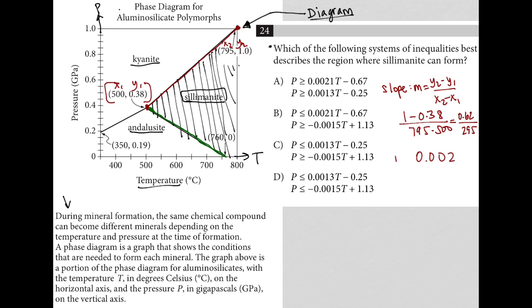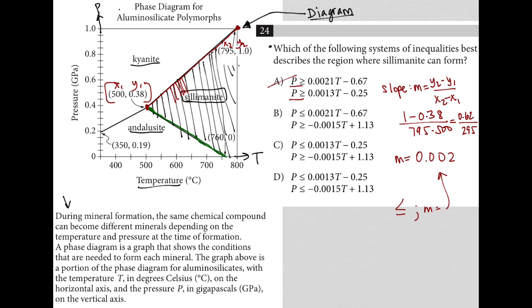So let's see if I can use that to eliminate some things. So first of all, I know I want to be less than or equal to this line. And so I know I want less than or equal to. And I know I want my slope to be this. So choice A only has P is greater than or equal to. So actually I'm going to cross that out. I know I need one of my inequalities to be a less than or equal to.